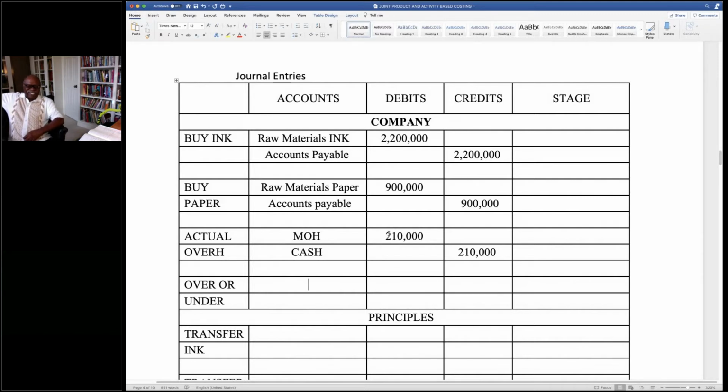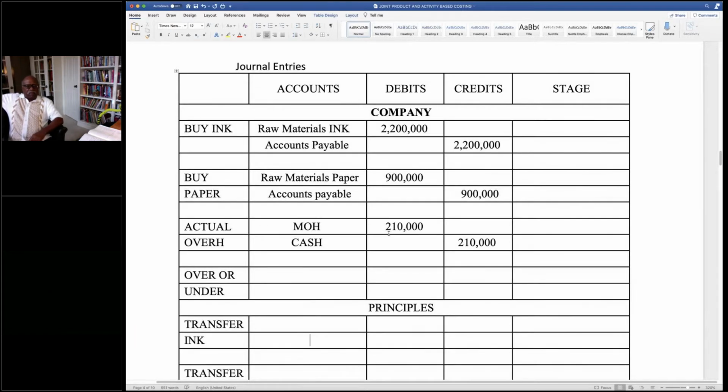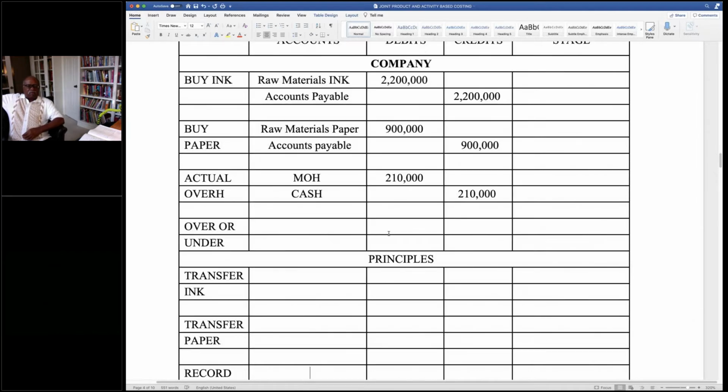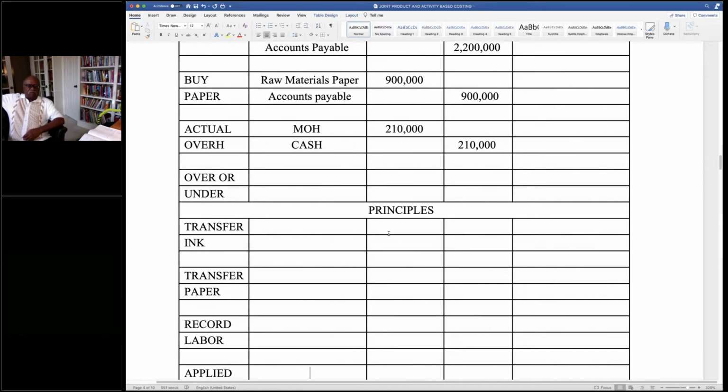Yeah, okay. So we're going to skip the part that says over or under, because we have to do the rest of the assignment to actually figure out what we were over or under for our manufacturing overhead. So then we're going to start doing our journal entries for principals, and then the same for intermediate, advanced, and tax, and then do our T accounts along the way.